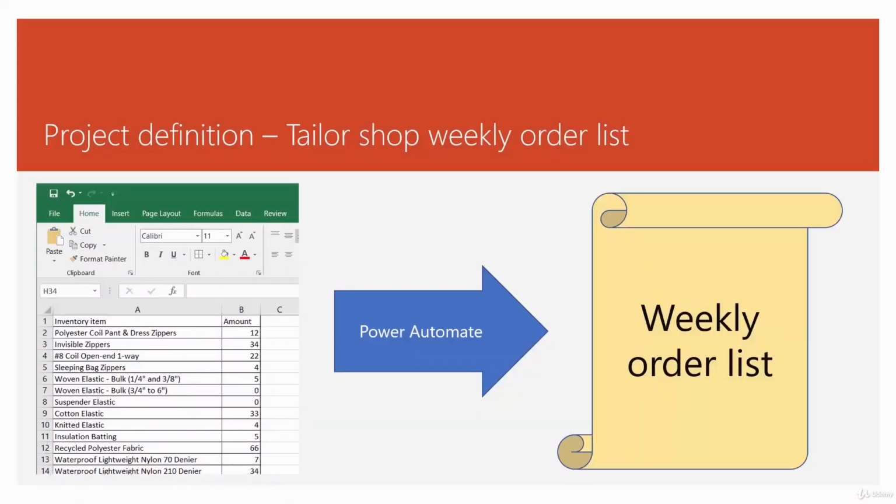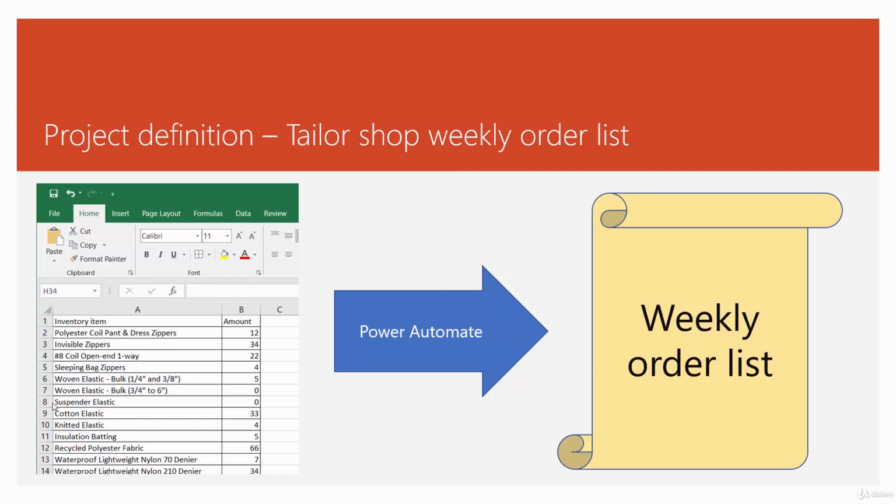Time to reveal the project. This tiny project is where we are trying to capitalize on lots of the things that we have learned during this course. The project definition is for a tailor shop that is supposed to produce a weekly order list and send it to logistics to do the purchase.